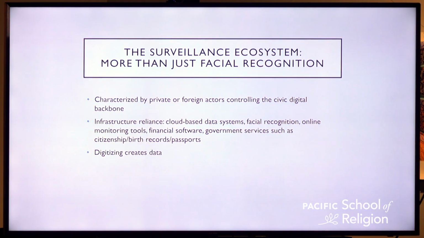So there will always be opposition. There will always be a dominant power, but this technology, especially when it comes in through a foreign entity, is tipping the scales towards these autocratic regimes. So as I mentioned from the first week, the surveillance ecosystem is more than just facial recognition. You have private or foreign actors controlling the civic digital backbone. So now I'm introducing this notion of foreign actors, not just privatized companies.